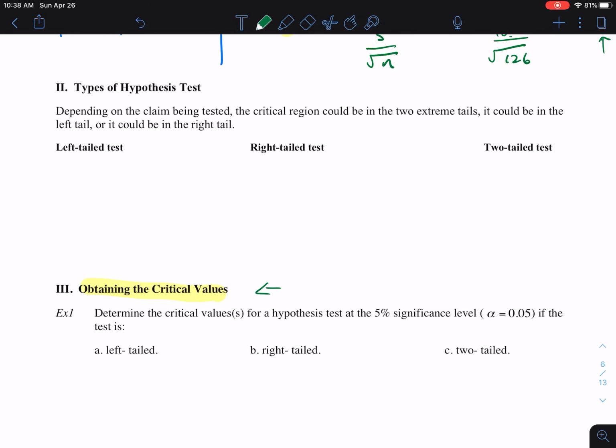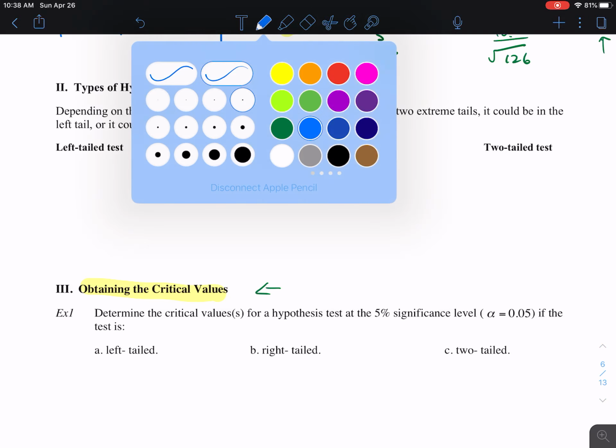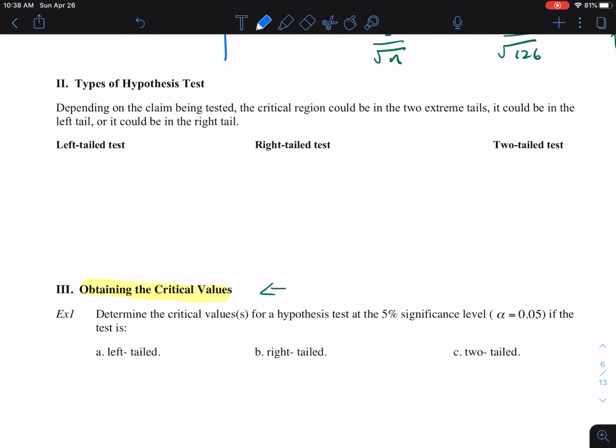It said that depending on the claim being tested, the critical region could be in the two extreme tails. It could be in the left tail, or it could be on the right tail. So if the null hypothesis has a symbol less than, then the test is left tail.